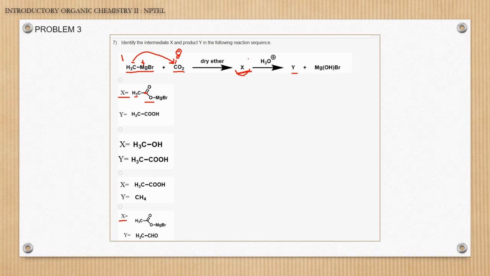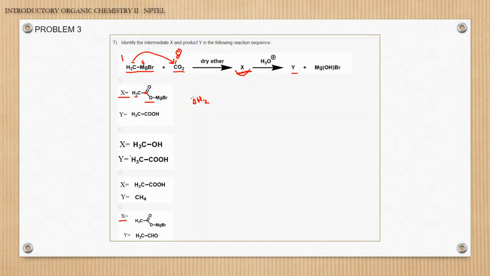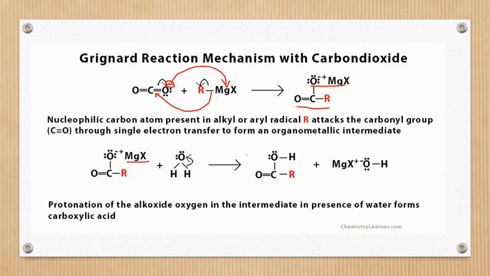But now they are saying that hydrolysis is also happening in the same. So hydrolysis is the second step. So what will happen now in hydrolysis? H2O, the water molecule, will add on. Now your water molecule will take up this magnesium X, that is magnesium bromide in our case, and will lead you to formation of this acid.